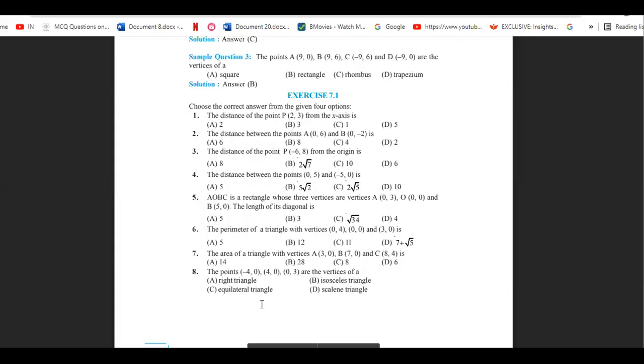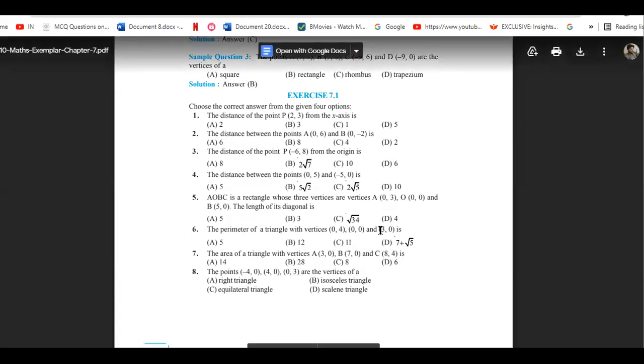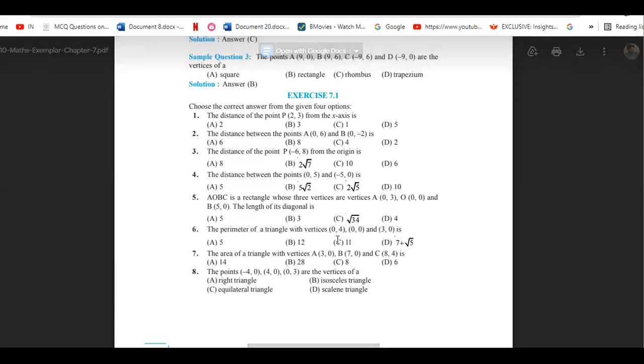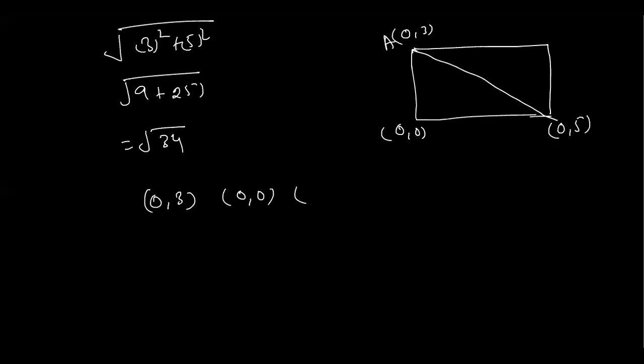That is, we have 3 comma 0. We have 0 comma 4 and 3 comma 0. Yeah, I'm confusing this one and this one because these are the same. So here it is 0 comma 4 and then 3 comma 0.